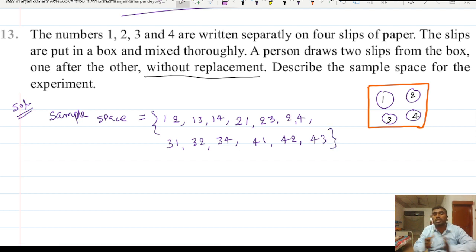So this is the total possibility when we take 2 slips from the box one by one. The important thing is that we are taking one first, then the second. That's why order matters here: what comes on the first slip, and what comes when we take the second slip. That's why 1, 2 and 2, 1 are different. Got it? So this is the sample space here.